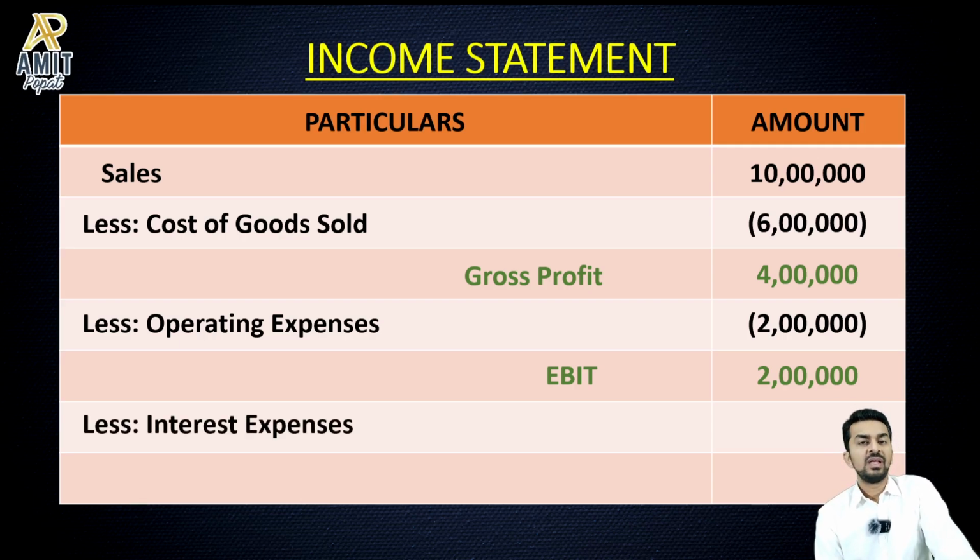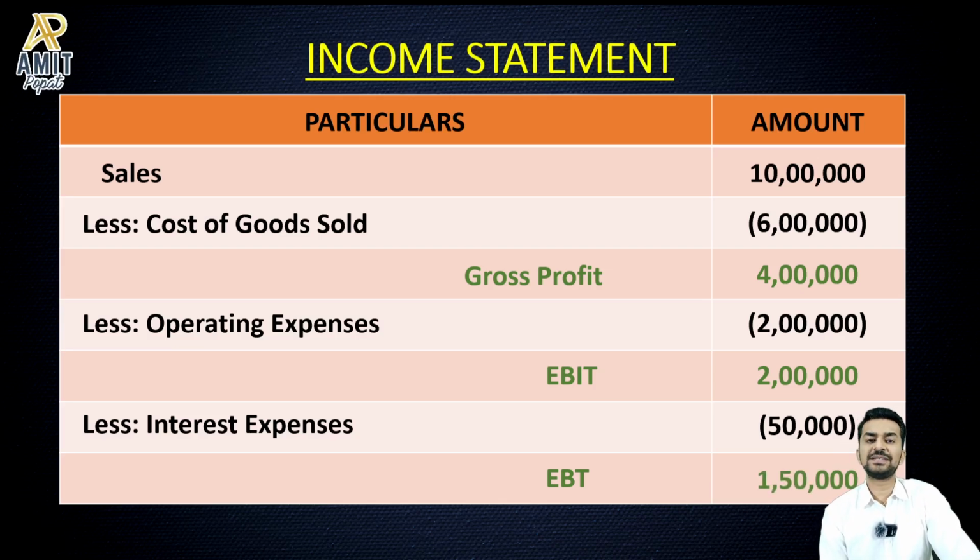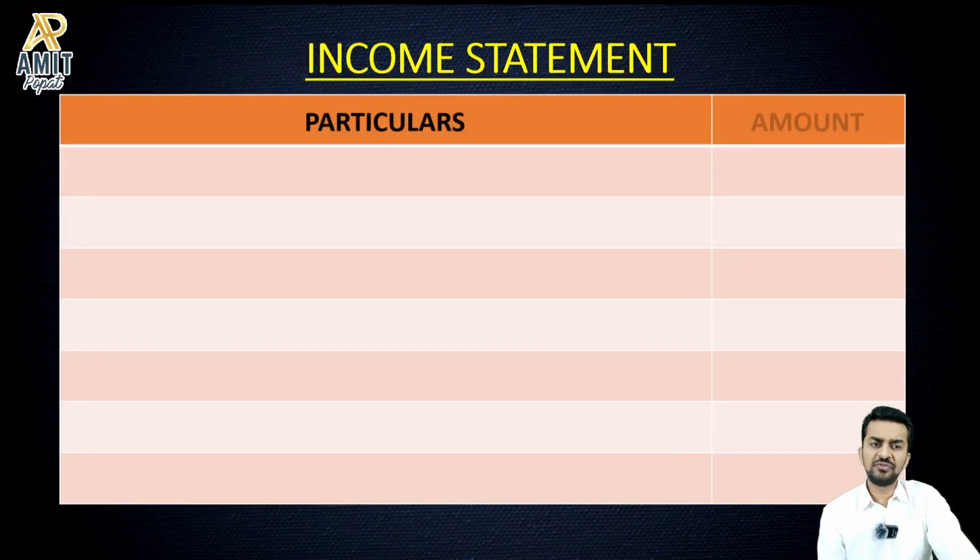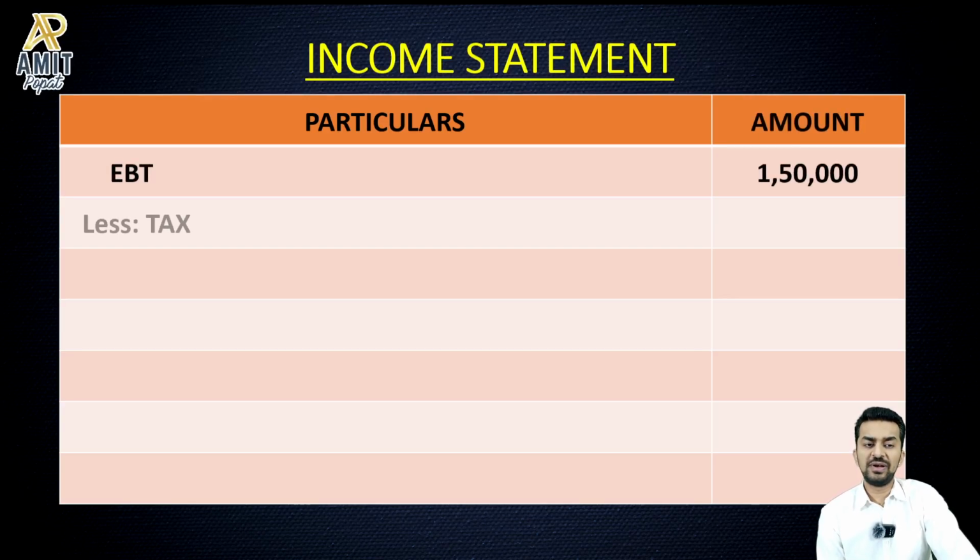From that, if I've taken money on loan, we're going to talk about the balance sheet and how this money comes, I have to subtract interest expense, I have to pay interest. Let's say 50,000 interest I pay. So from earnings before interest and tax, I've paid interest. That gives me earnings before tax. Let's say that is 1.5 lakhs. So EBT is 1.5 lakh.